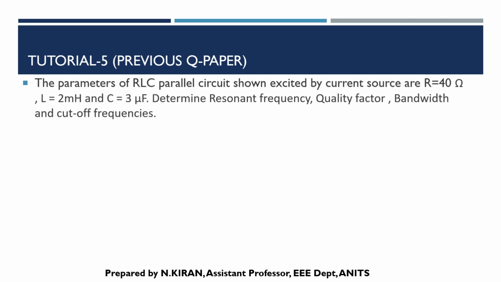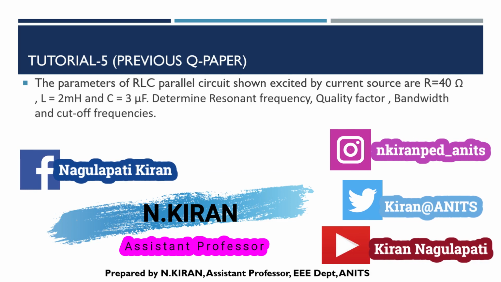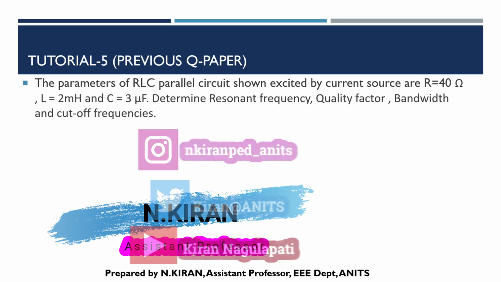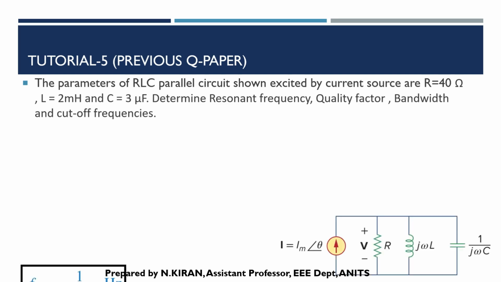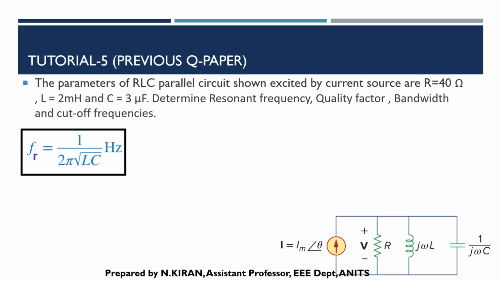The fifth tutorial is given as the parameters of a parallel RLC circuit: R is 40 ohms, L is 2 millihenry and C is 3 microfarads. It asks us to determine the expressions for resonant frequency, quality factor, bandwidth and cutoff frequencies. The expression for resonant frequency Fr for the given parallel RLC circuit is 1 by 2 pi root LC. On substituting the values of inductor and capacitor, I get the value to be 2.054 kilohertz.